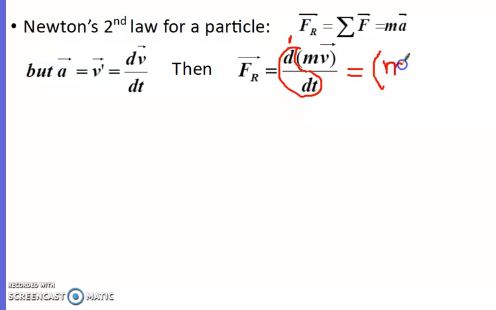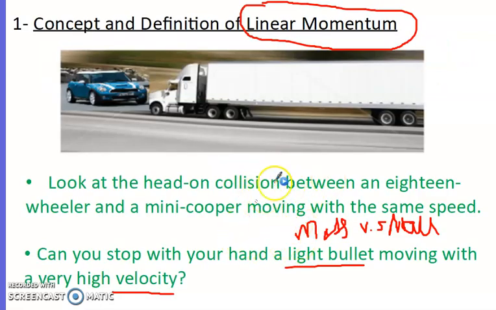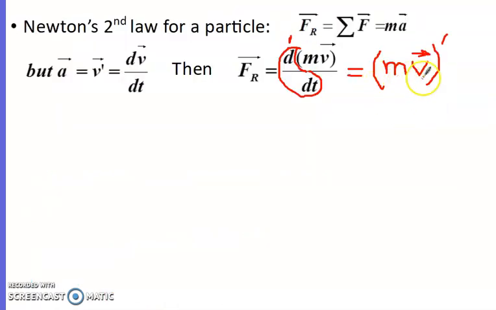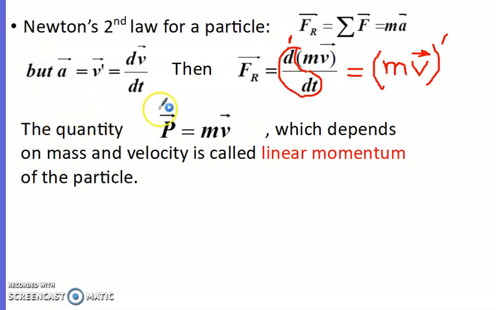Let me write it in the form you know. mv, you see this is a vector quantity. And here is the prime. Clear? Here is the prime. So the resultant force is the derivative of the quantity mass times velocity. Here it is. Mass and velocity. So this quantity, which is mv, is called the linear momentum of the particle.